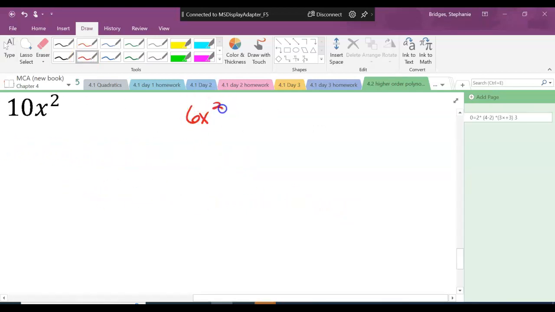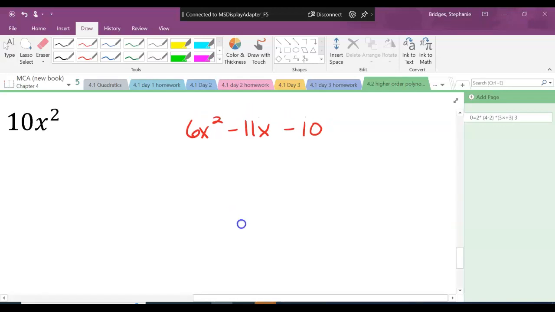So we're looking at 6x squared minus 11x minus 10. You can either do guess and check, or you can do the cloud method. I'm going to do both. I'm going to start with the guess and check. Everybody ready? Okay. For guess and check, we're going to list the factors of the first term, and we're going to list the factors of the second term. What are the factors of 6? 1 and 6, or 2 and 3. And then the factors of 10 are 1 and 10 and 5 and 2.